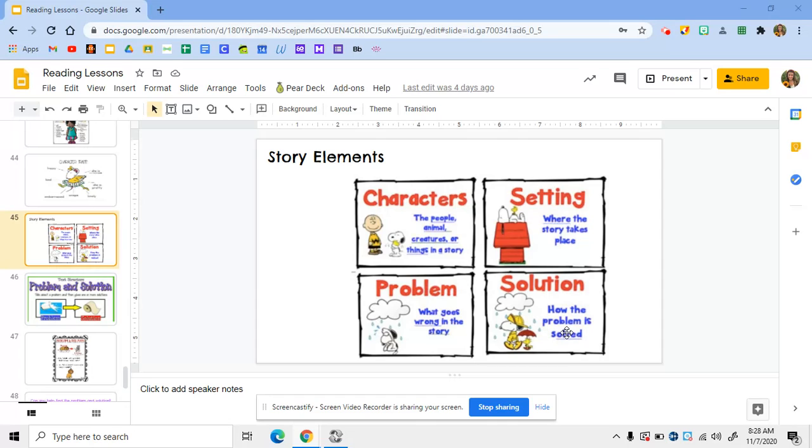Think about a problem you might have had before. How did you solve it? We have all had a problem we needed to figure out, and the characters in our books do too.